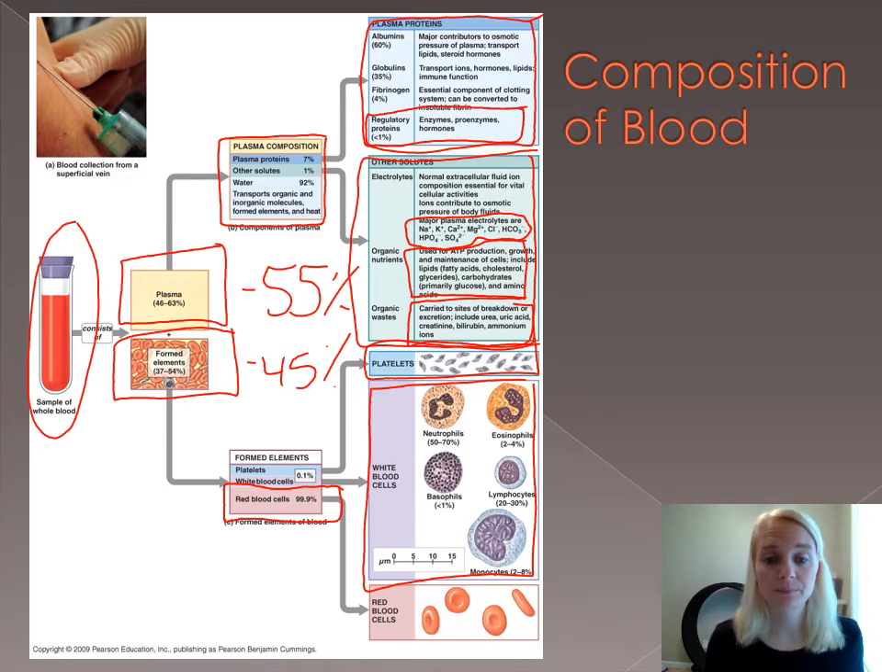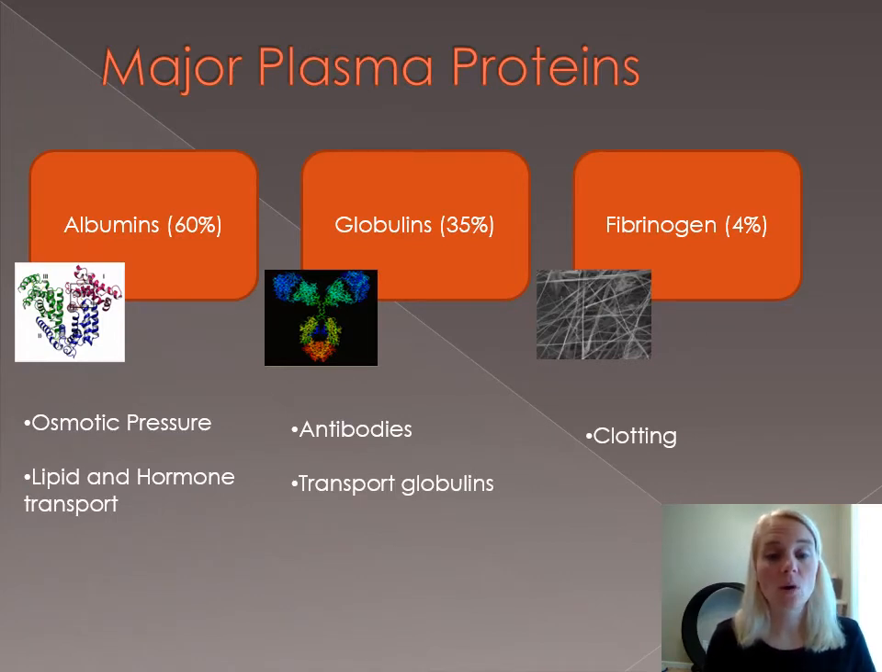All right, so of your plasma proteins, I'm not discussing that less than 1% regulatory proteins because they're so diverse. But of the remaining major categories, we have albumins, which is about 60% of your plasma proteins, so they're the most numerous. Globulins, about 35%, and fibrinogen is 4%. So fibrinogen is solely responsible for blood clotting. We'll see that in the hemostasis video.